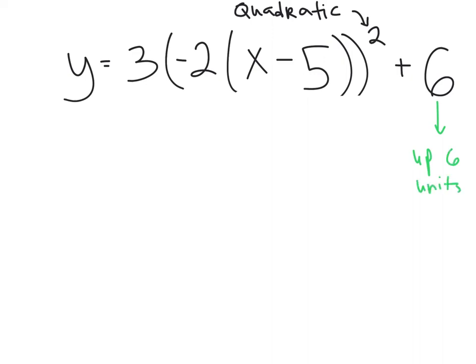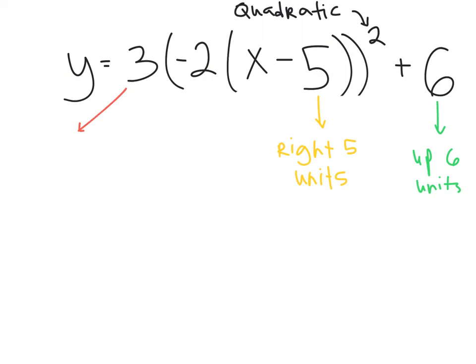Then taking a look at the inside, going backwards, we have a horizontal shift of 5. Now remember that it's on the inside, so it's the opposite of what you think. So if it's a negative, we're going to move right 5 units. Then I'm going to go to the front and see something at the very front of this quadratic function. Taking a look at the 3, that 3 is going to be a vertical shift.